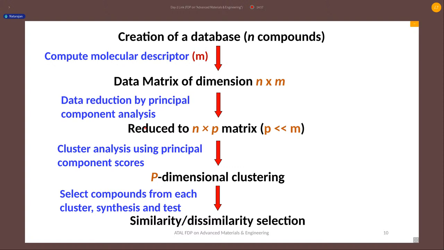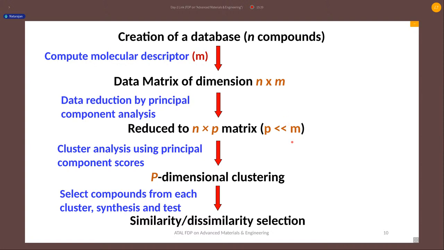Those principal components may be 5 or 6 or 10, and those components are able to encode the entire data that is encoded in all the different descriptors. So the data matrix is reduced from N by M to N by P, where P is the number of principal components that have been separated. P is far, far less than the number of descriptors we have.